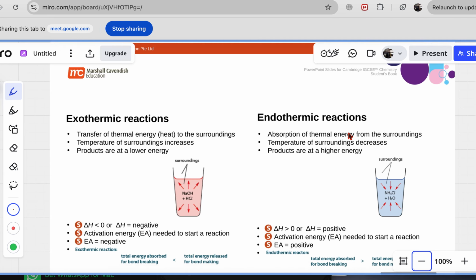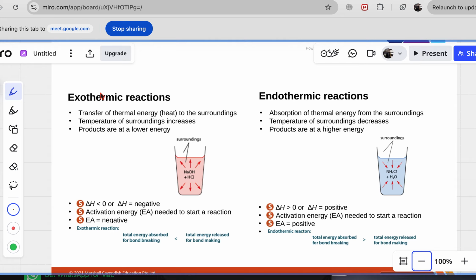Now let's take a look at what an exothermic reaction is. An exothermic reaction is a reaction that involves the transfer of thermal energy, which means heat, to the surrounding.